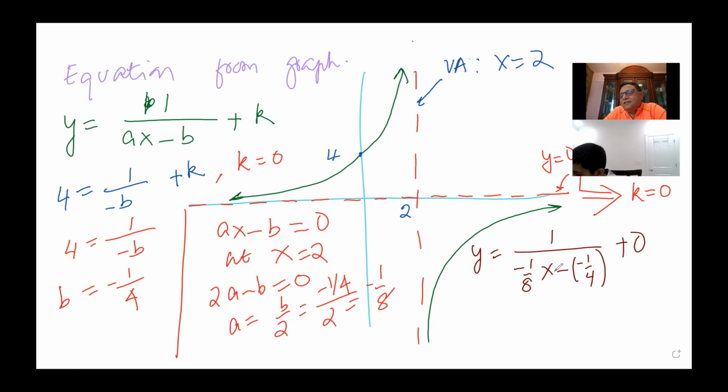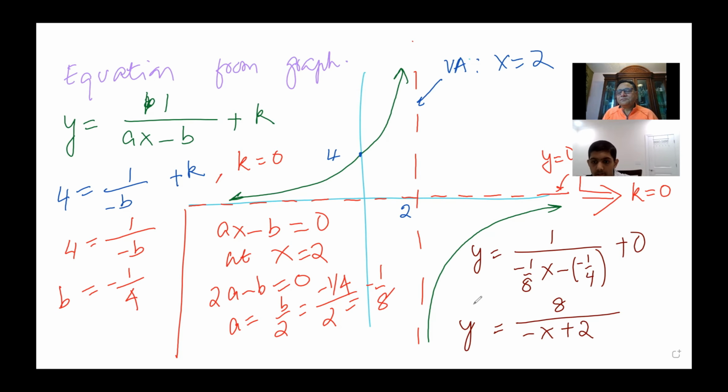Now we can simplify this equation, multiplying everything by 8, common denominator, right? So we get 8 over, and in the denominator, we have minus x plus 2. Is it okay? So that becomes the rational function whose graph was given to us. So see, from the two critical values, one, definitely the y-intercept, the other, the asymptotes, we could find the equation from the given graph. You get the idea?